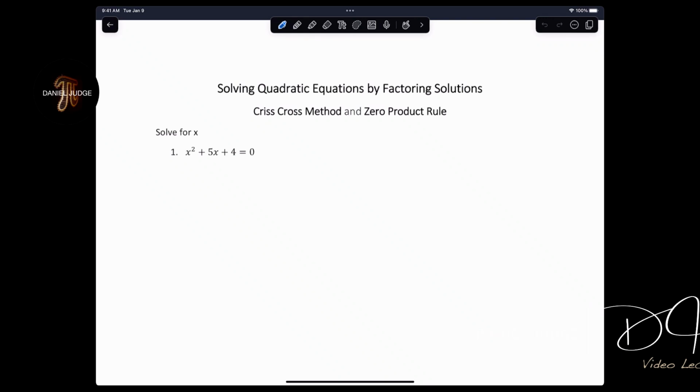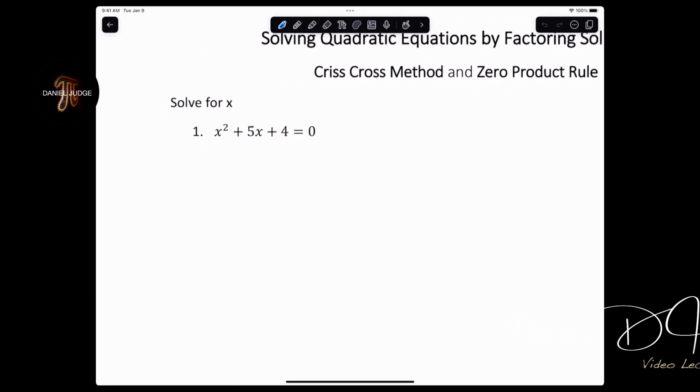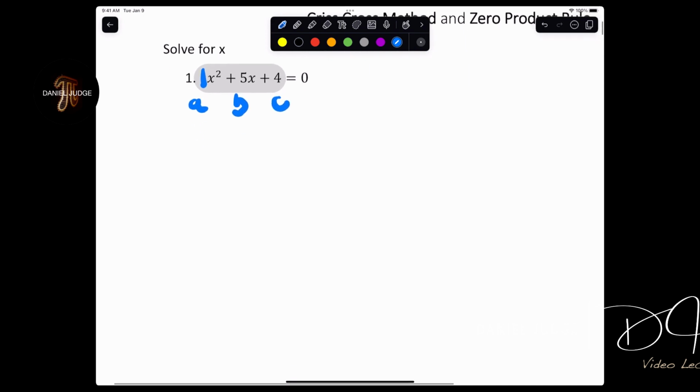Okay, we're going to solve some quadratic equations by factoring by the crisscross method and using the zero product rule. The crisscross method is going to be used to factor this trinomial, where we're going to identify the values of a, b, and c, the coefficients here. So you have a, b, and c.